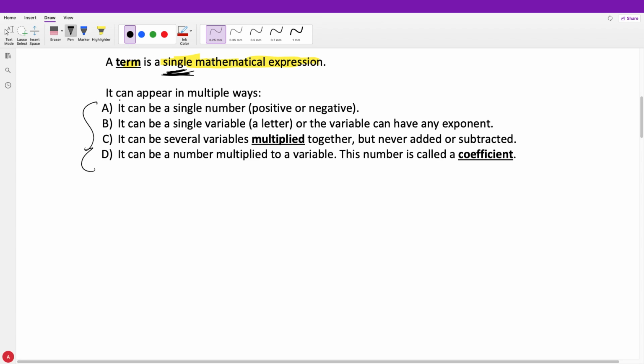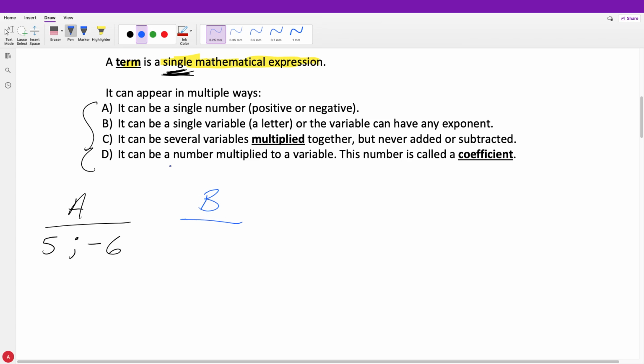All right, so it can be a single number. When we talk about a term, it could just be the number 5, or it could be the number -6, because it could be positive or negative. But when we're looking at a term, it is a single mathematical expression. So a term can just be a numerical value.